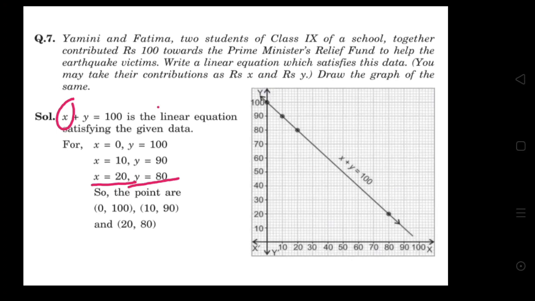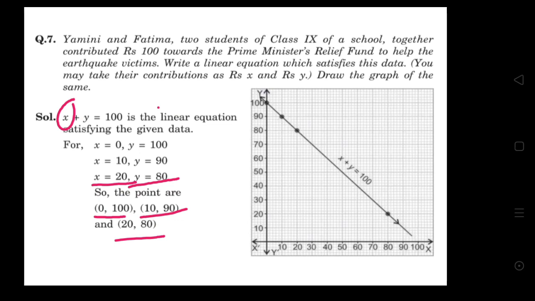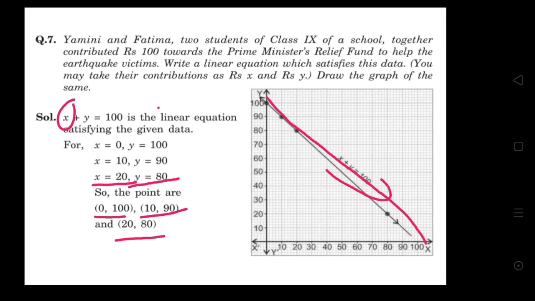Now its ordered pairs are (0, 100), (10, 90) and (20, 80). Represent them on the x-axis and y-axis. So the graph is the linear equation x plus y equals 100.